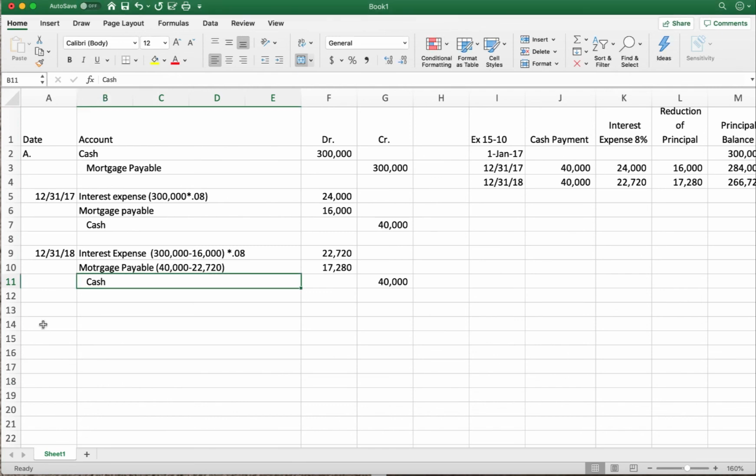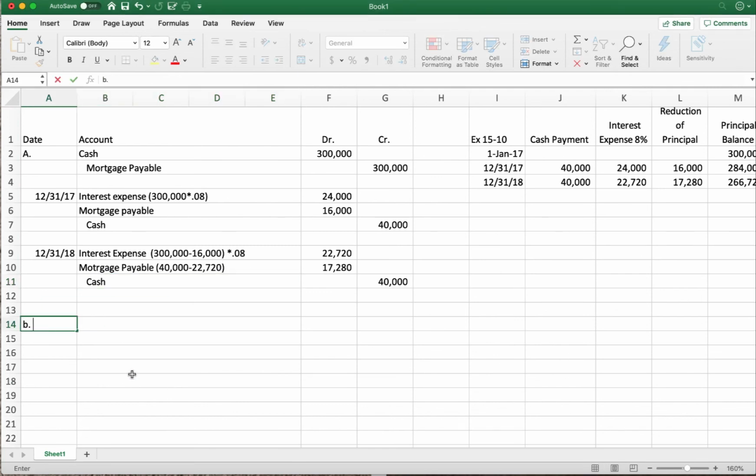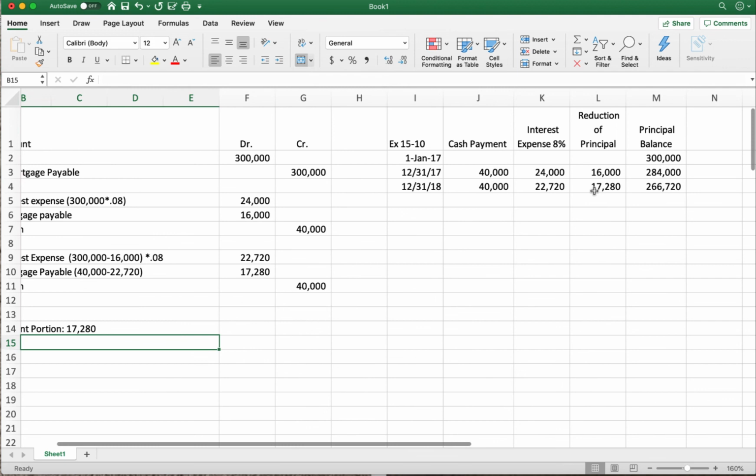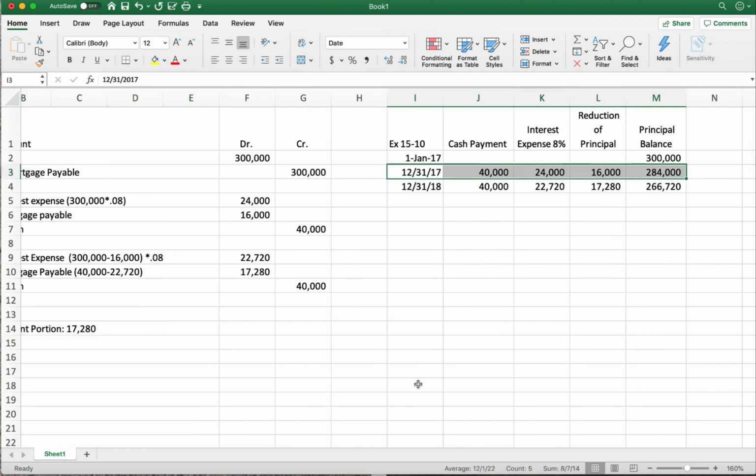So let me show you how we should calculate that here. If I'm looking at part B, it wants to know the current portion. And that current portion is going to be the 17,280. How did I get that? Well, obviously, I just went to the chart and looked at it. As of December 31st, 2017, the next payment that I have to make is the $17,280, and then the $266,720 is the long-term portion.